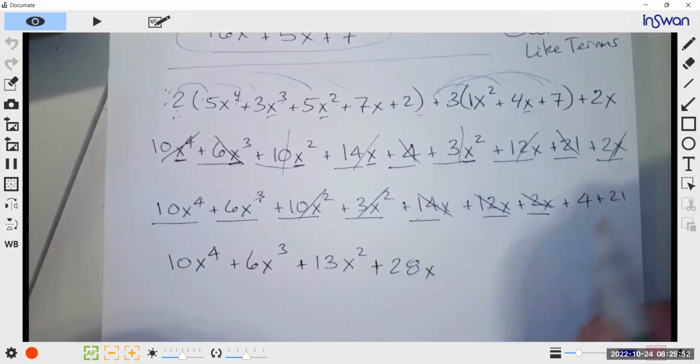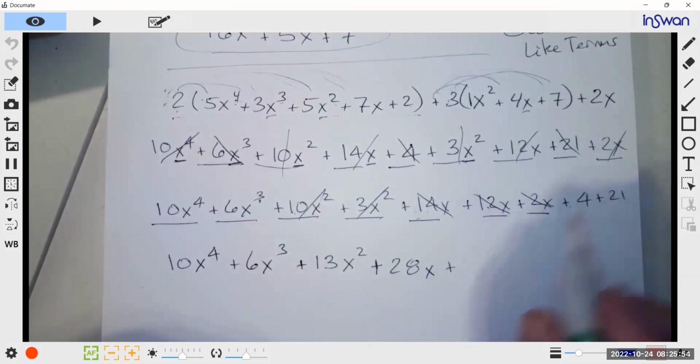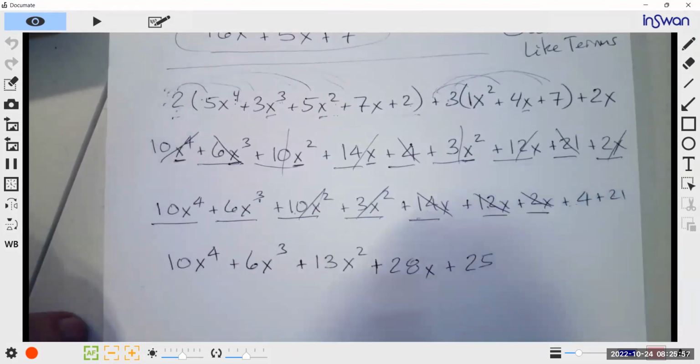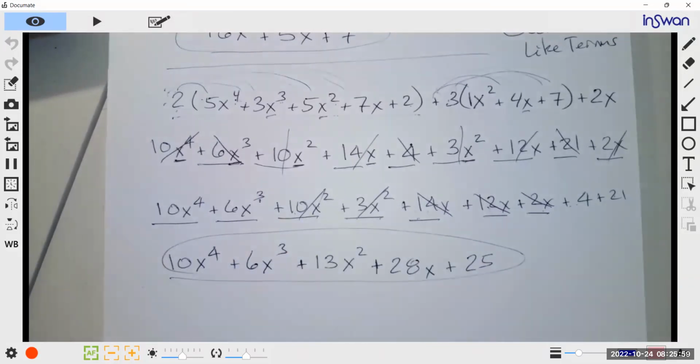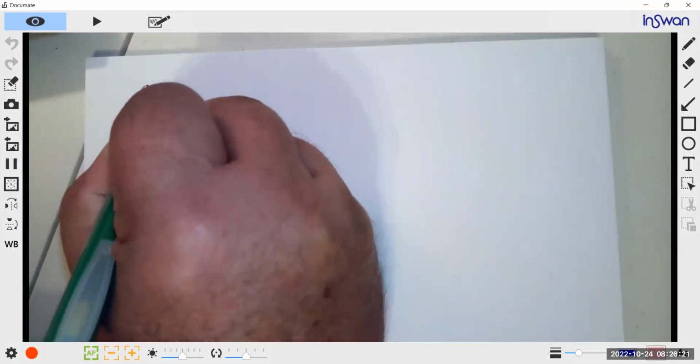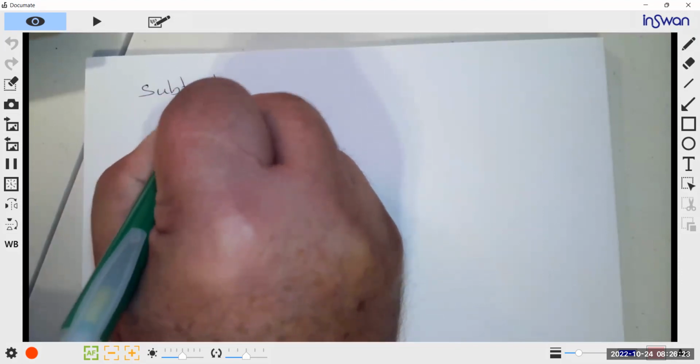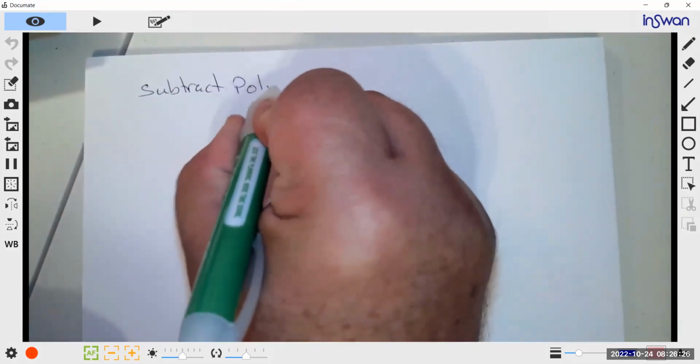And both of these are positive, so the answer is positive. 21 plus 4 is 25. There's my answer. Okay. So that's adding polynomials. Now we're going to subtract polynomials.